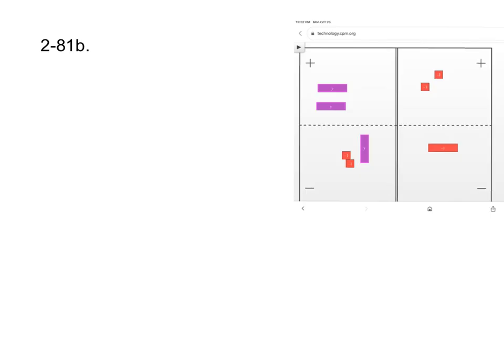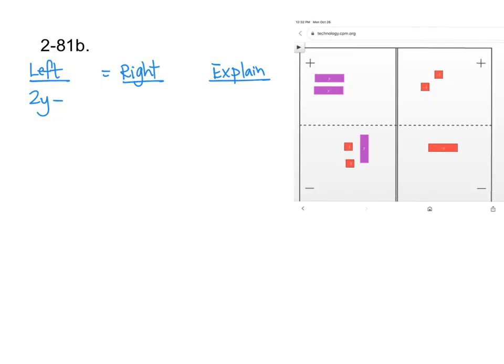All right, here I have built the equation mat for 2-81b. Our first step is to write the equation on our paper. So on the left side here, I see I have 2y, and in the opposite region, I have y minus 2. On the right-hand side of the equation, I see here I have negative 2, and in the opposite region, I have negative y.